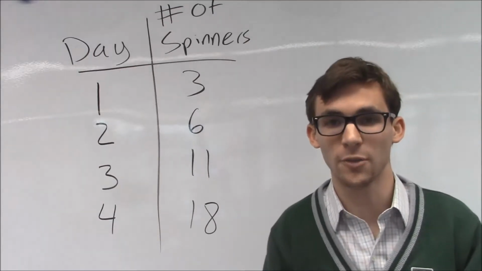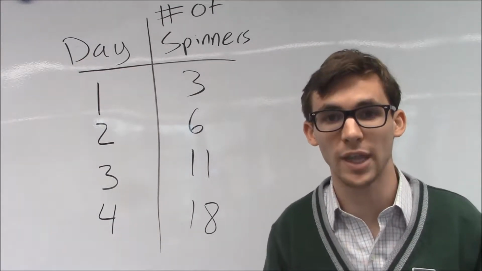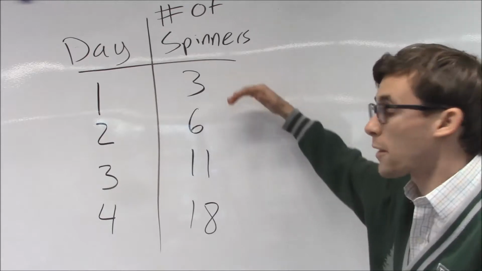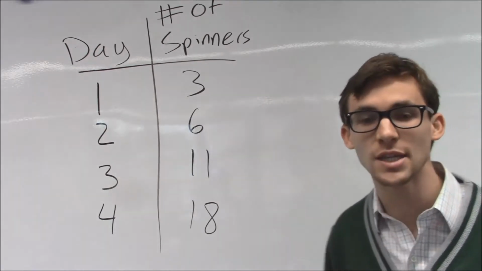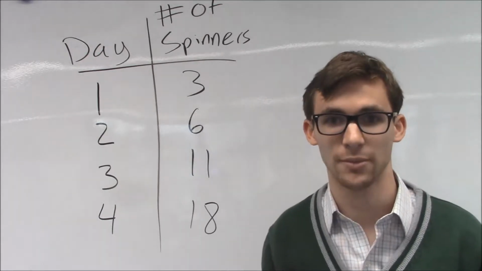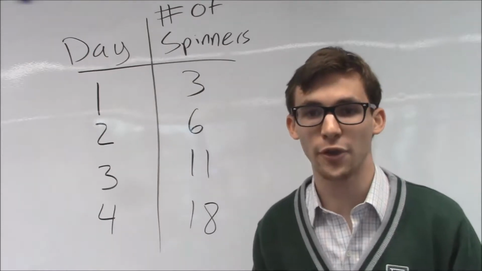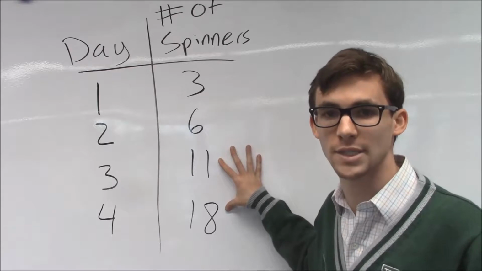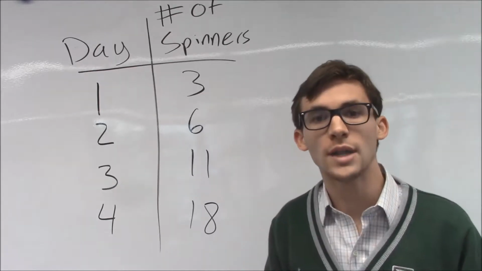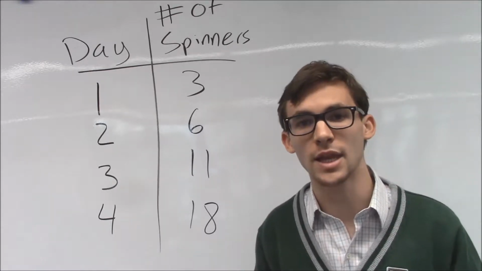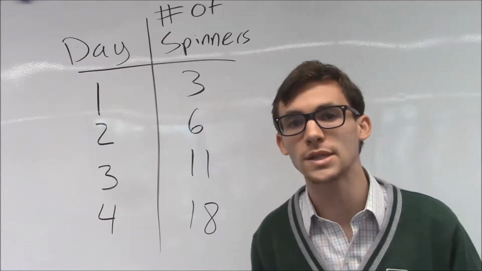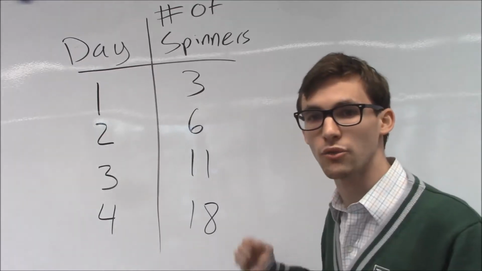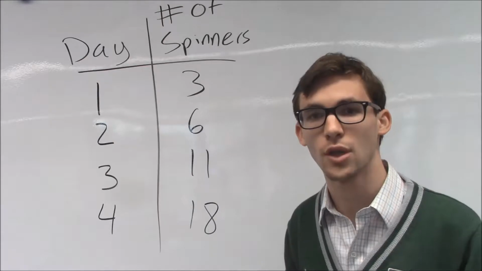Since that clip was filmed, I've been keeping track of how many spinners we've collected. This table shows the number of spinners we've had each day since I started tracking this information. Our goal today is to figure out what type of function best represents the data on this table. When I say go, take 30 seconds to silently and independently predict what type of function best represents this data. Go.